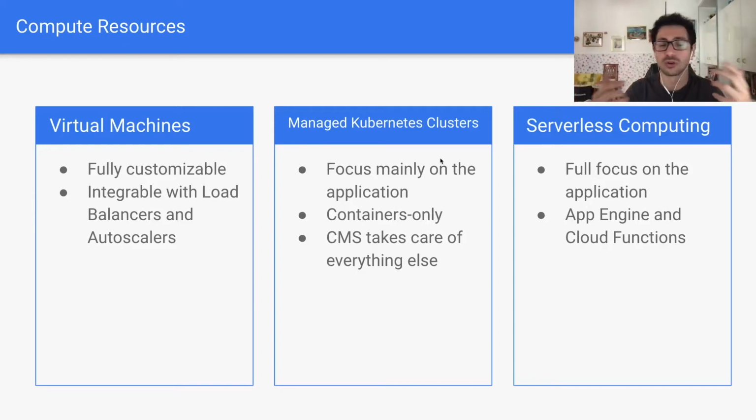And okay, Kubernetes, maybe you already know what it is, maybe you don't, but don't worry, because we will see it in more detail later. Kubernetes basically allows you to run your application on containers only, so it has to be containerized, which most of the time I guess will be the case if you live in 2021 as I do.